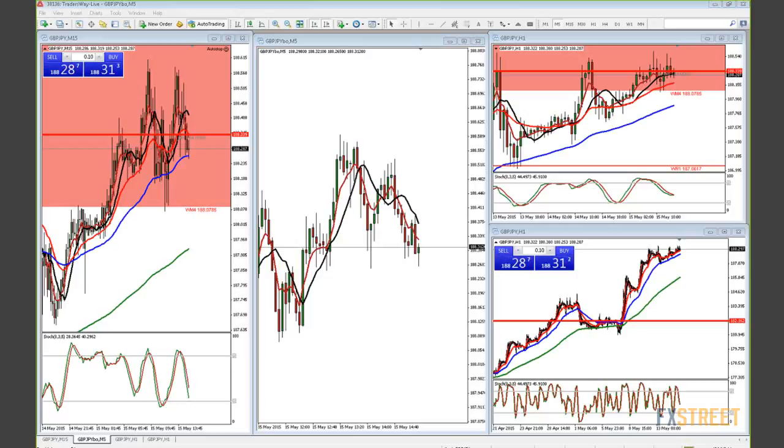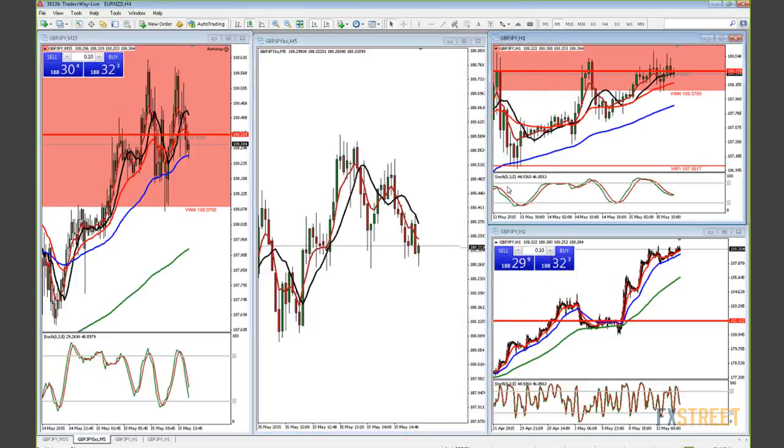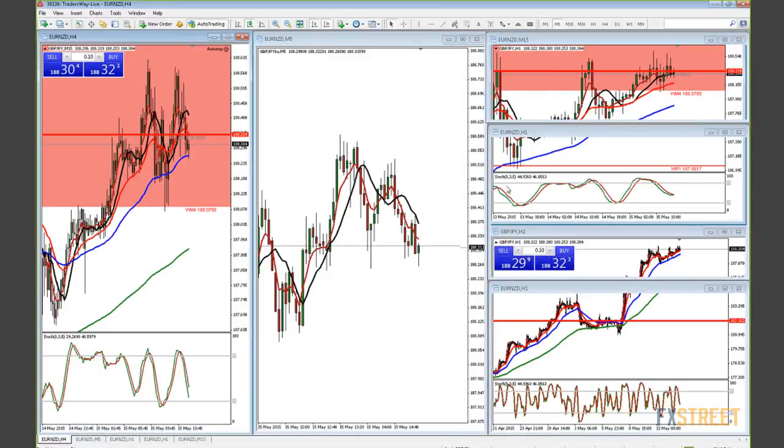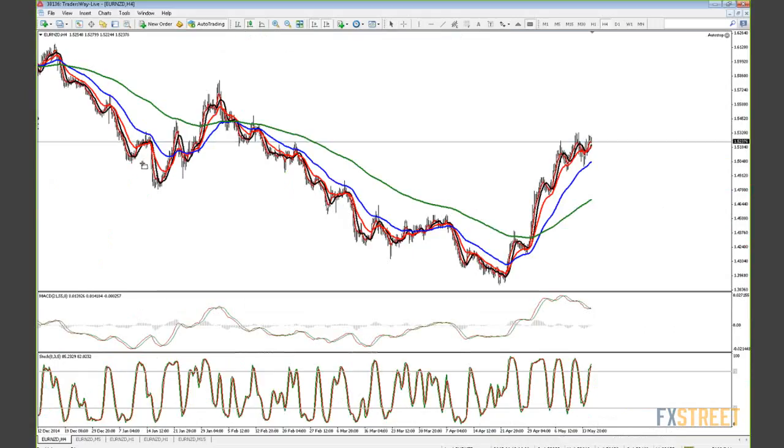Euro Kiwi. You guys are so funny. I don't have Euro Kiwi. Do I? Euro Swissy. Euro Kiwi, huh? I got Euro Czar. Oh, look, Euro Kiwi. Yeah, all right. So, okay, this is it. All right, am I at resistance? No. Am I at support? No.